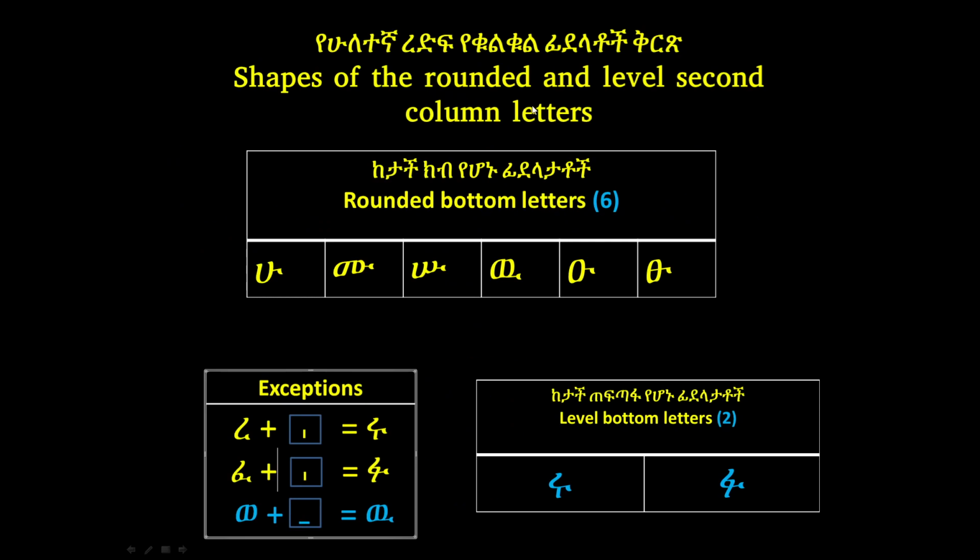Shape of rounded and level second column letters. This is after converting it to the second column letters. This is the exception. We have seen it in the previous page. This is the level bottom letter.